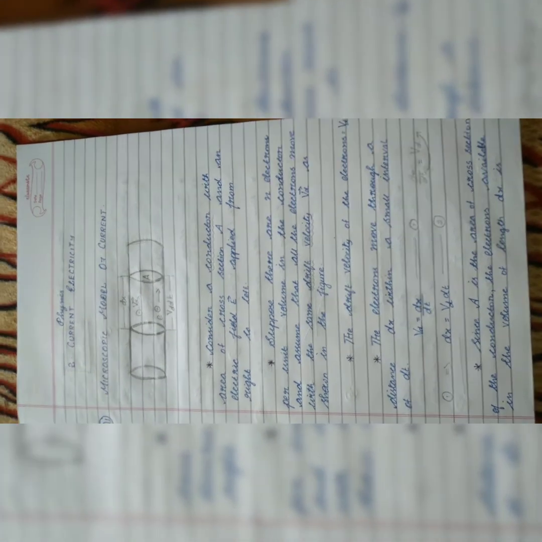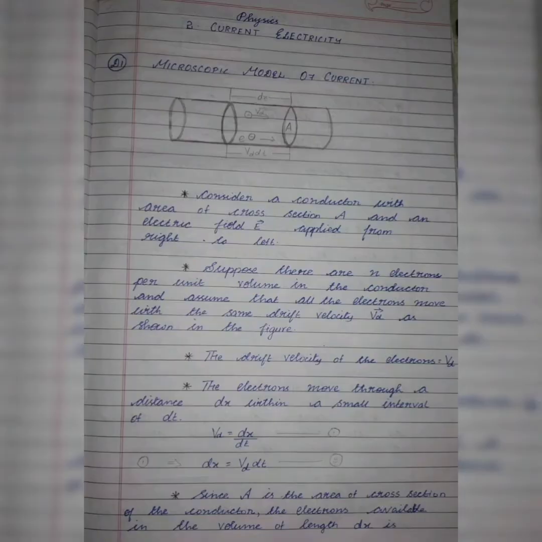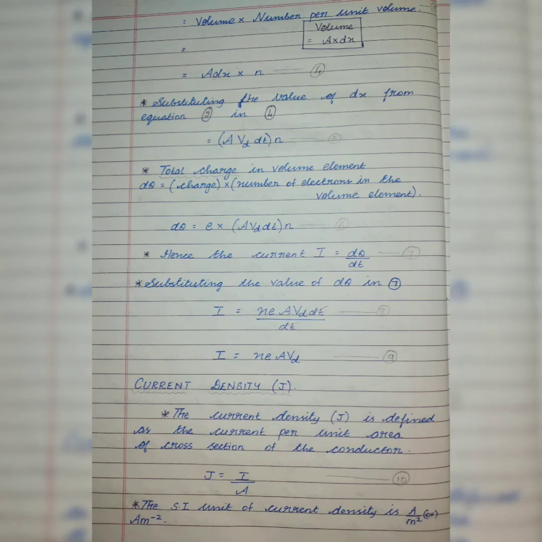Then since A is the area of cross section of the conductor, the electrons are available in the volume of length dx. Now we have to find the number of electrons available in the volume of length dx. In the total length element dx, how many electrons are there? So that is what we are going to find now. The formula to find the number of electrons is volume into number per unit volume.